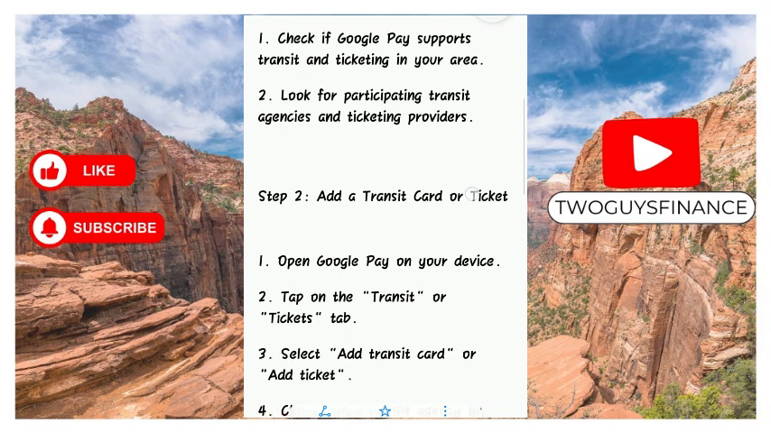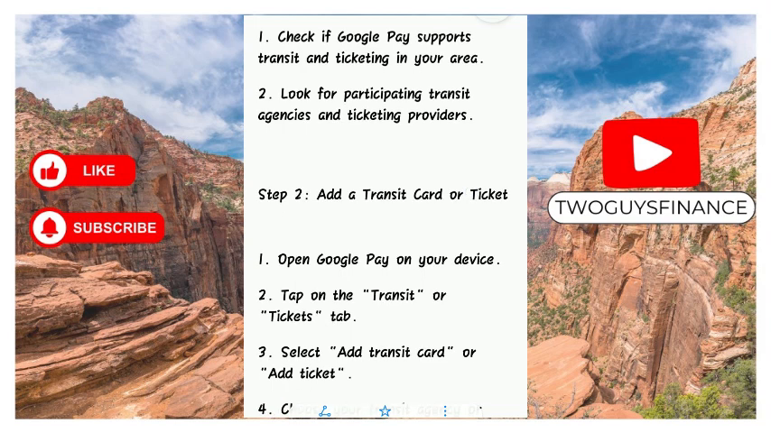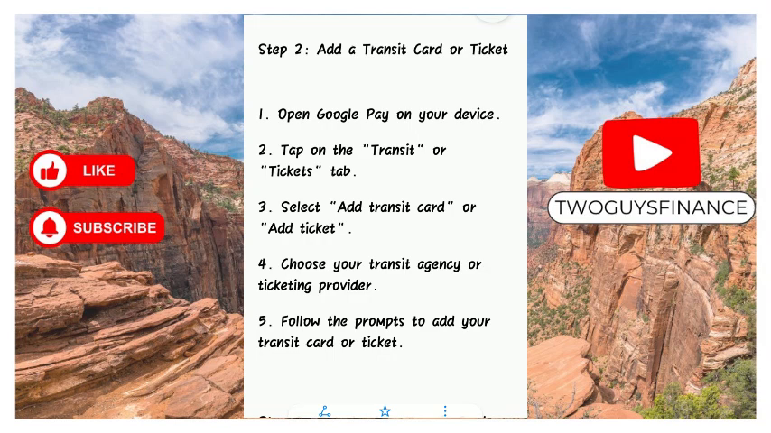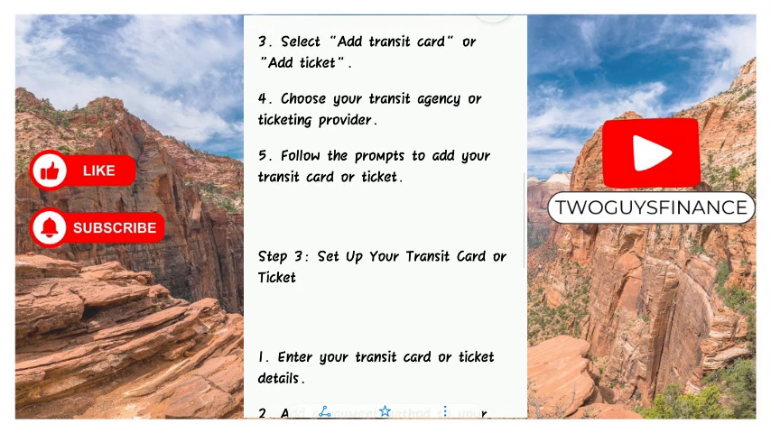So the second step, of course, is to add a transit card or ticket. How you're going to do that is to first open Google Pay on your device, and then you want to tap on the transit or tickets tab, and then select add transit card or add tickets. Now you're going to choose your transit agency or ticketing provider, and then follow the prompts to add your transit or tickets.